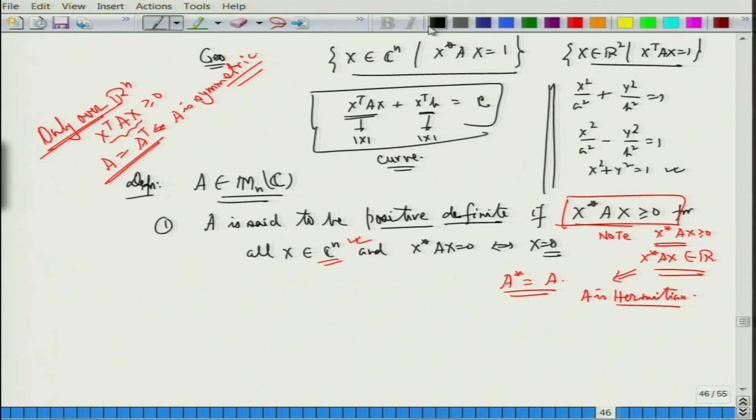Let us go to the next definition, definition 2. Here I looked at what is called positive definite. Now there is a notion of positive semi definite.